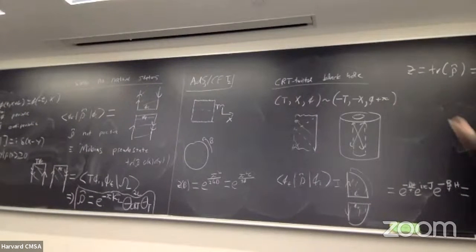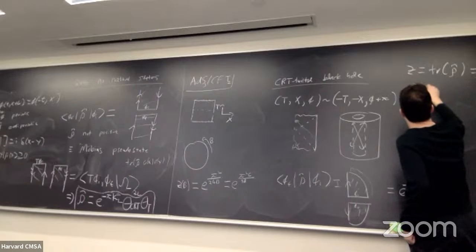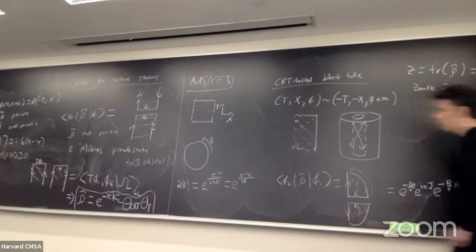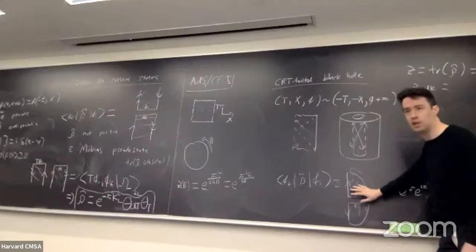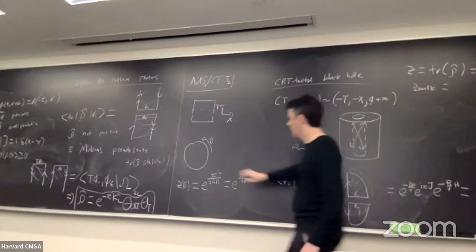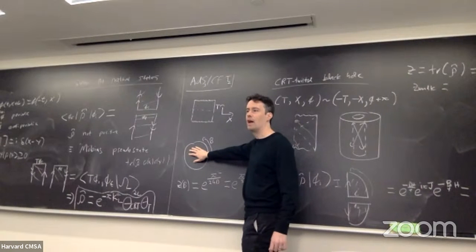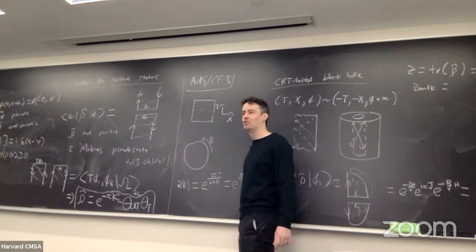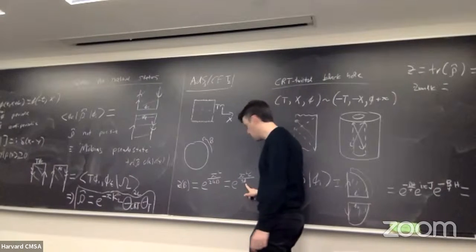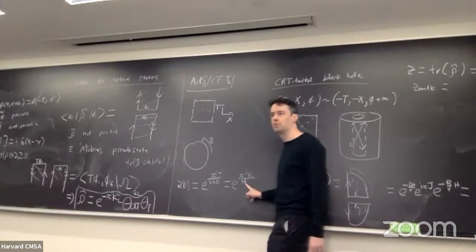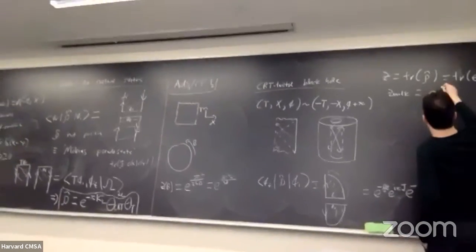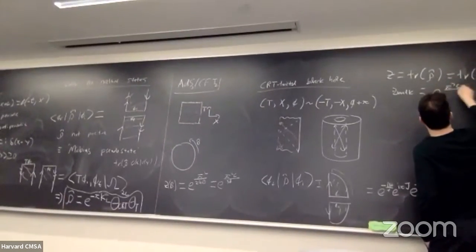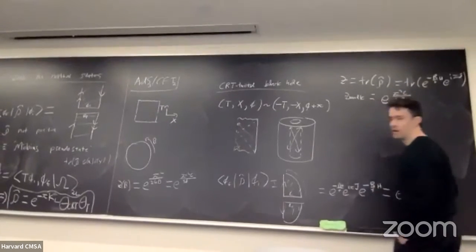So the bulk calculation is easy, because I'm just supposed to compute the Euclidean action of this, which is just half the action of that, because I just did a Z2 quotient. So I should take this result and just divide by 2 in the exponent at leading order. So then I get e to the pi squared c over 6 beta. Okay, great.